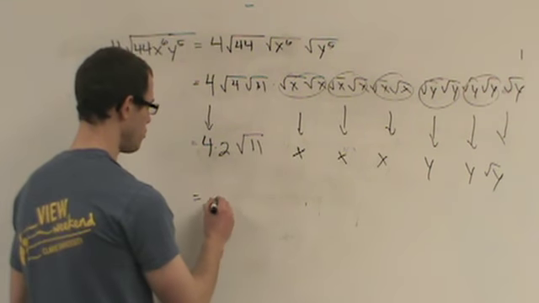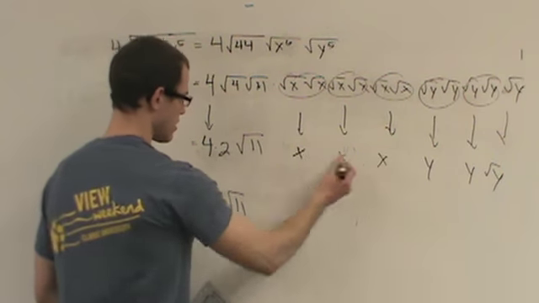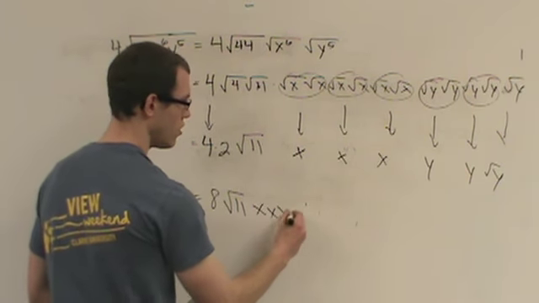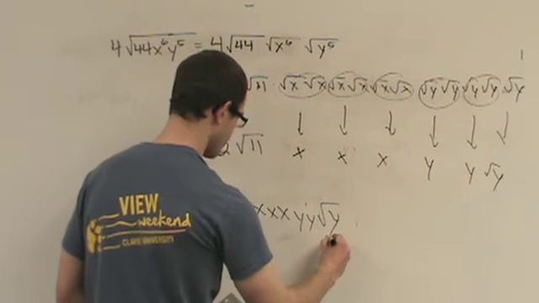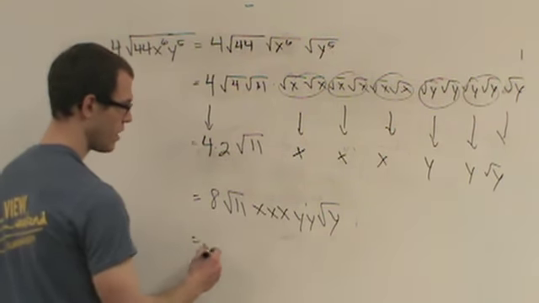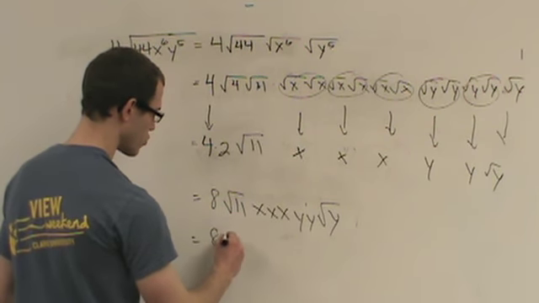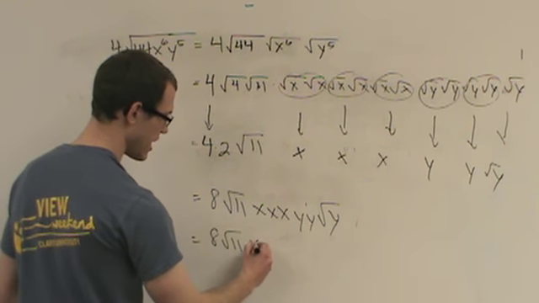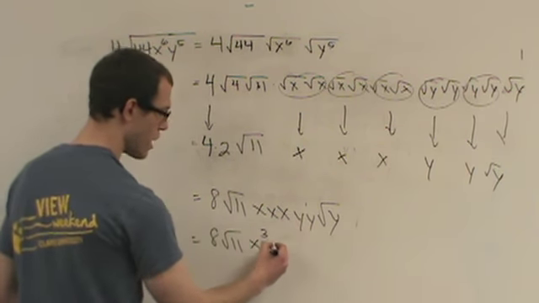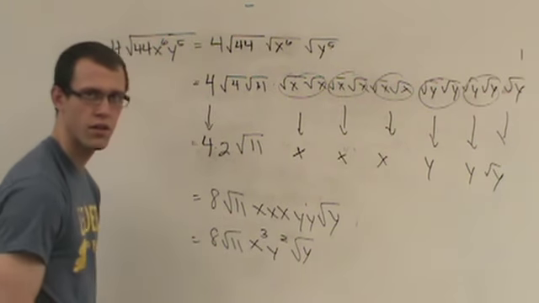So 4 times 2, that's 8. Square root of 11. X, 1, 2, 3. Then we have 2 y's. Then we have a square root of y. All right, now let's condense these x's and y's. We can say 8 square roots of 11, that didn't change. There's 1, 2, 3 x's, so we say x to the third. 1, 2 y's, so we say y to the second. And we have a square root of y.